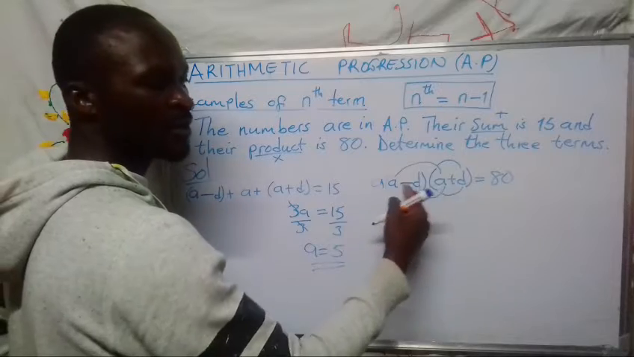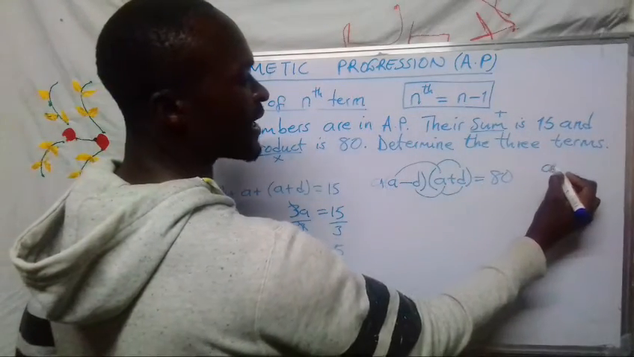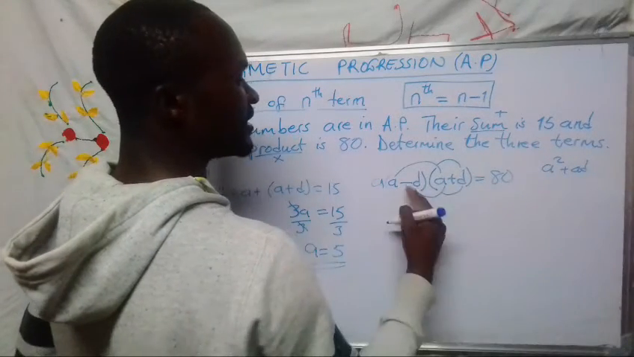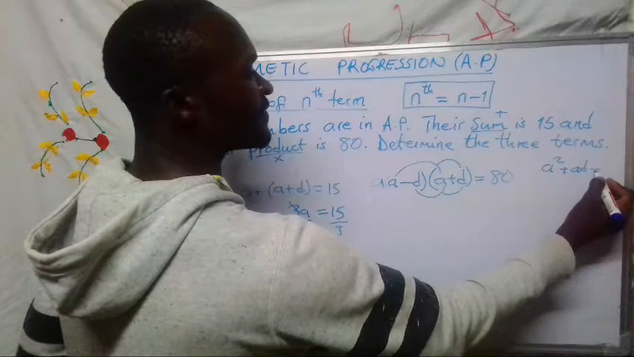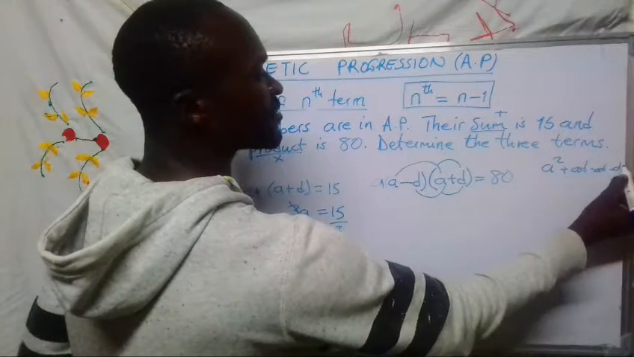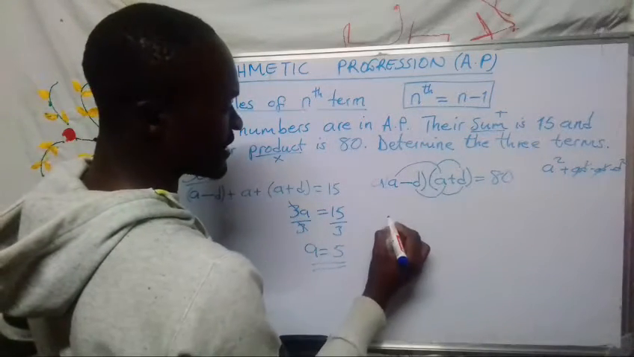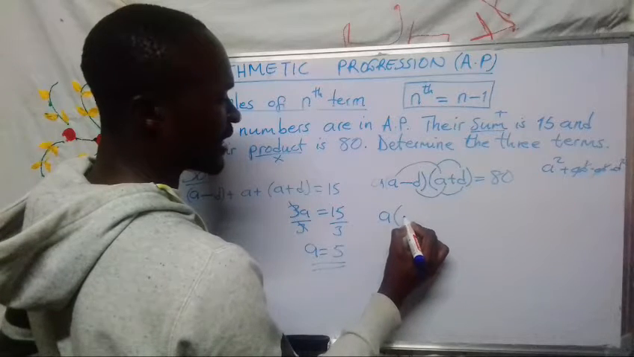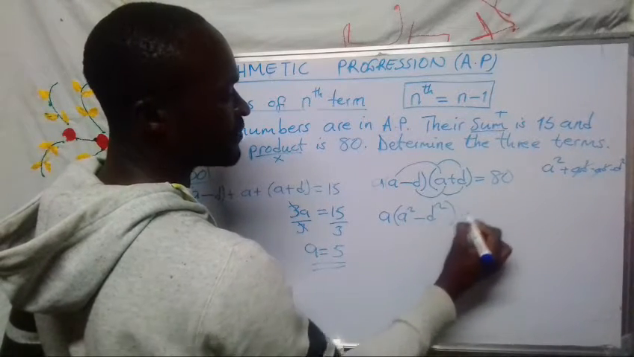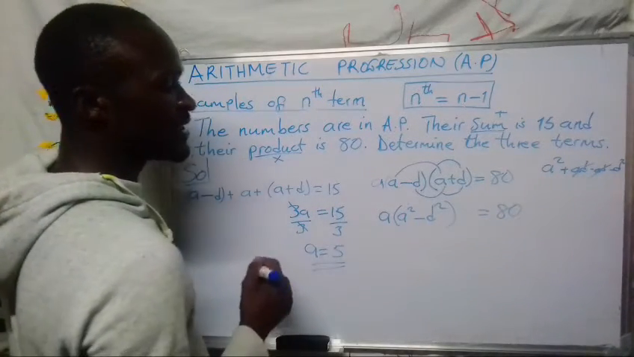Once you do the multiplication here, it will give you A times A, this will be A squared, then A times D will be plus AD, then negative D times A will be negative AD, then negative D times this D will be negative D squared, of which this and this will go. Therefore, in this case, we are going to remain with A, open bracket, A squared minus D squared, close bracket, equals 80.